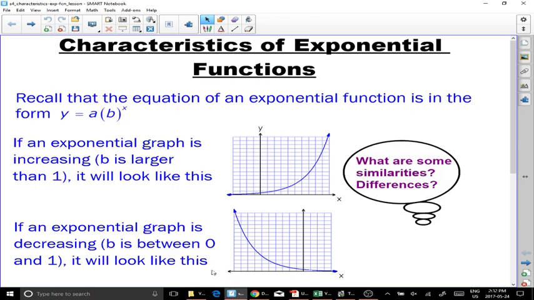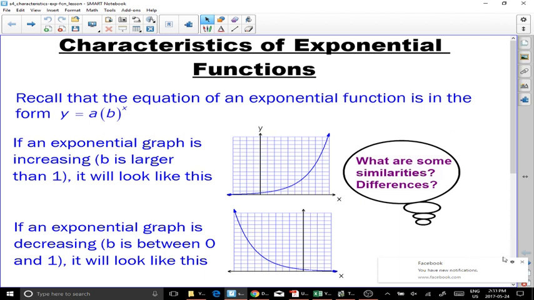Today we are taking a look at characteristics of exponential functions, and we are looking at very special types of exponential functions that are the type y equals a times b to the exponent x. And a and b can be almost any number. The only thing is that a can't be 0, and b can't be 0 or 1. Other than that, everything else is fair game.